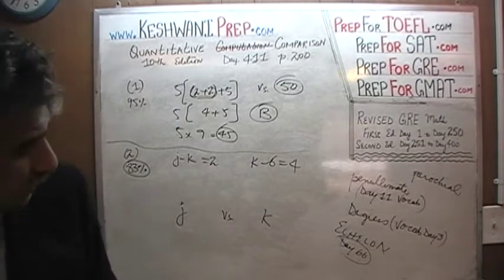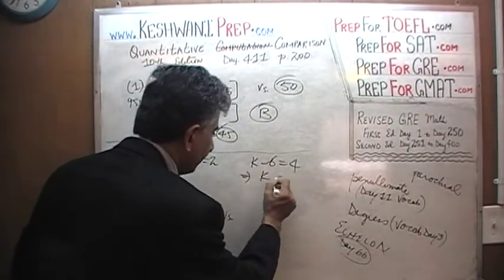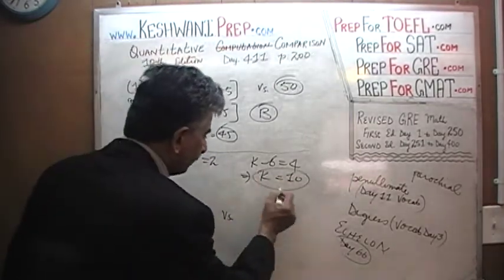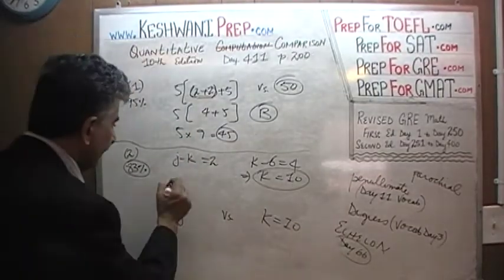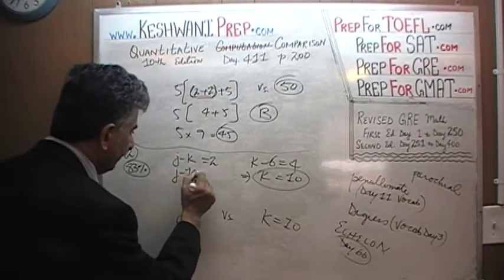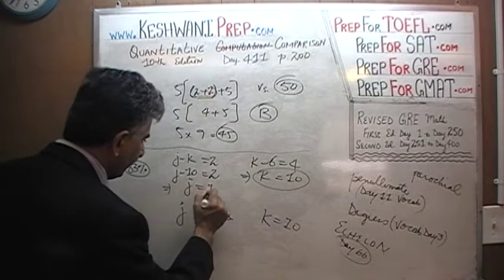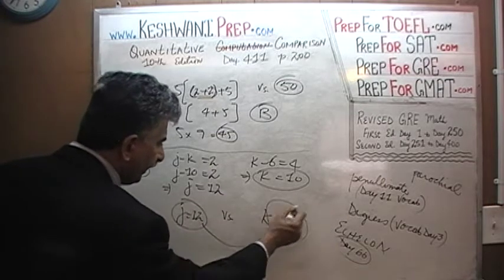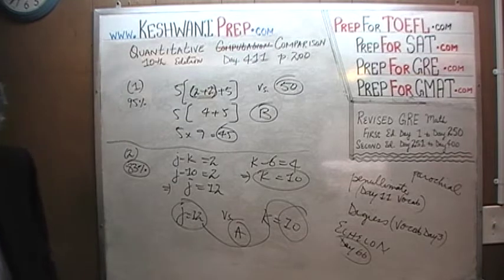K minus 6, we are told, is 4. That implies that K must be 10. Bring the 6 to the other side. Once we have the value of K equals 10, we can put that value of K in here, and we find that J minus 10 equals 2, which implies that J must be 12. J is 12. K we found out to be 10, therefore the answer is A.